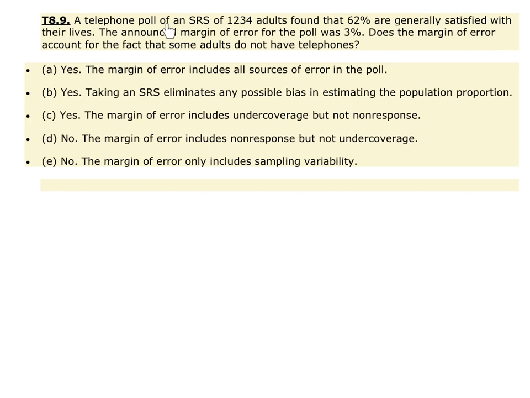A telephone poll of an SRS of 1,234 adults found that 62% are generally satisfied with their lives. The announced margin of error for the poll was 3%. Does this margin of error account for the fact that some adults do not have telephones?